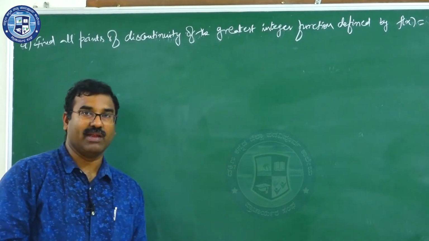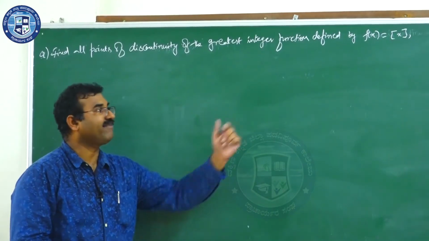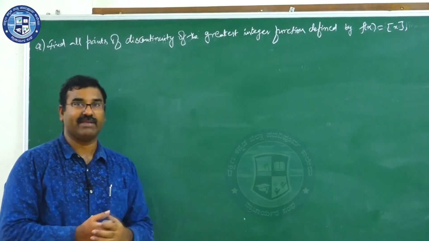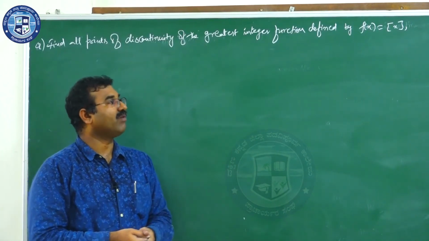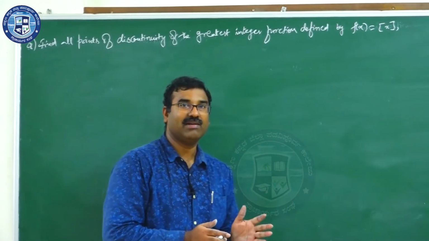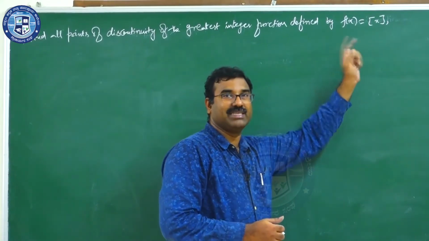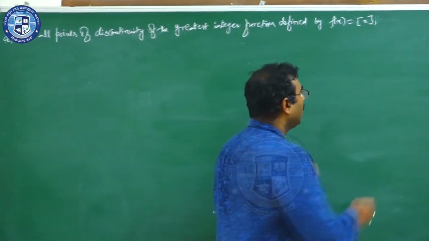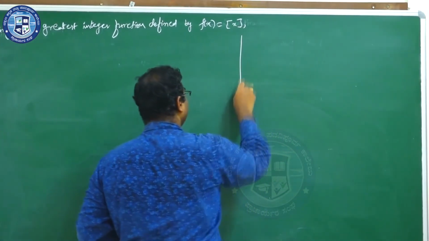Before entering into this problem, you must have a clear idea of the box function, or step function, or greatest integer function. Three different names we have for this function. It's also called the step function because of its graph. You all know it. Box x is the greatest integer less than or equal to x. So now I will give some idea before entering the problem.